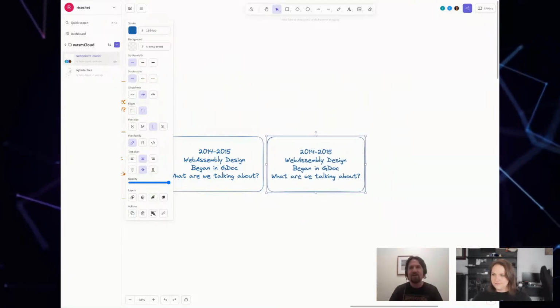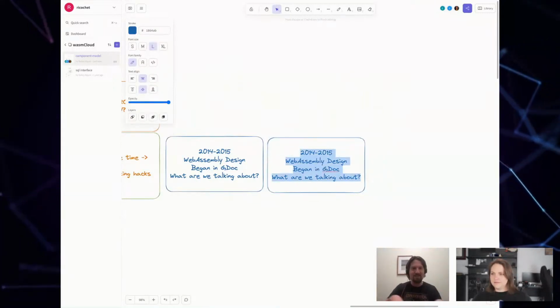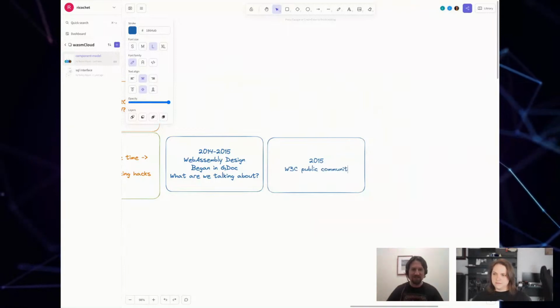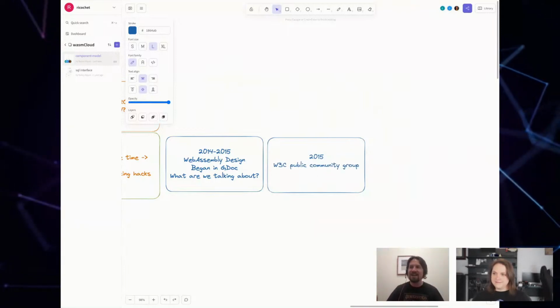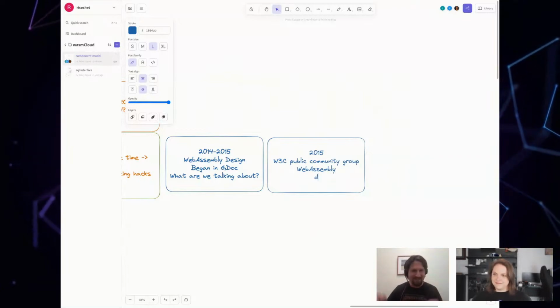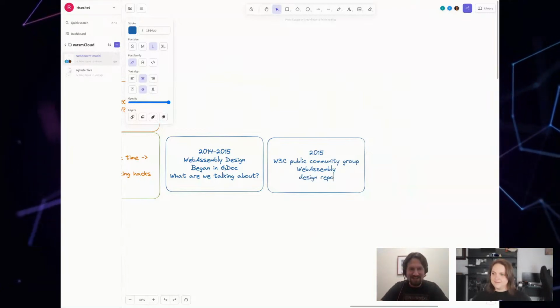And then once we were all comfortable with that basic design, we made a public community group in the W3C, which is a really lightweight way to start working on a thing without having a whole bunch of legal stuff immediately come at you. And so we started it, and then started a repo, and then started throwing up markdown design docs and arguing a lot.